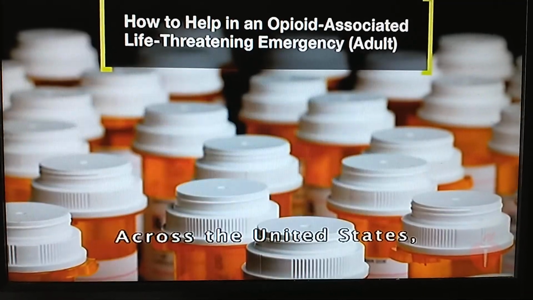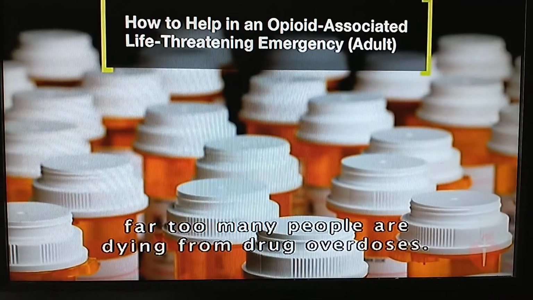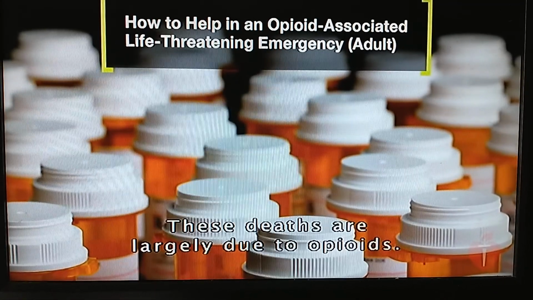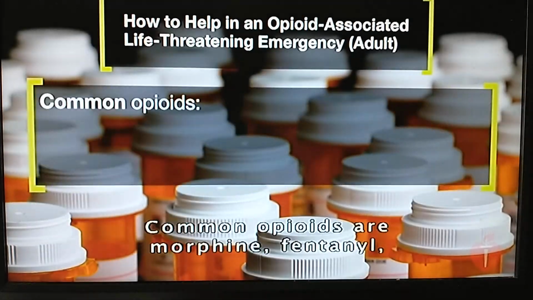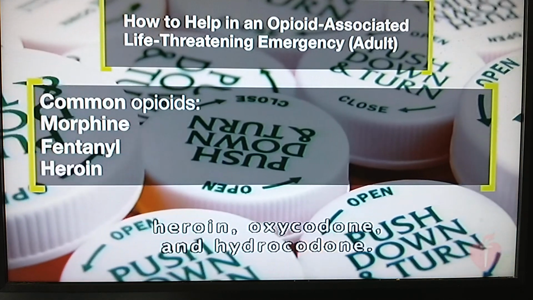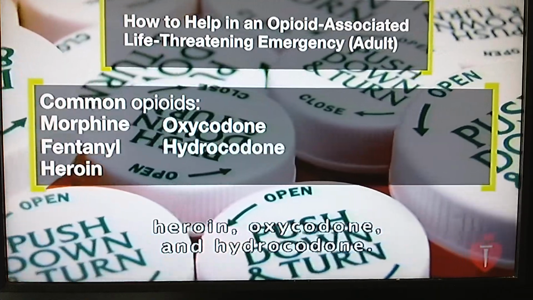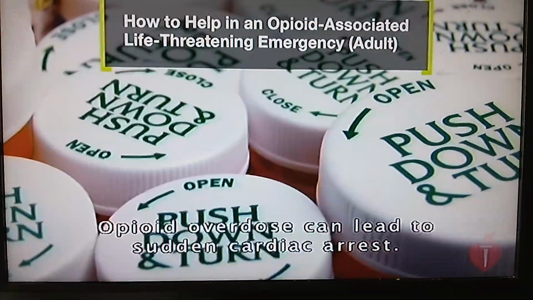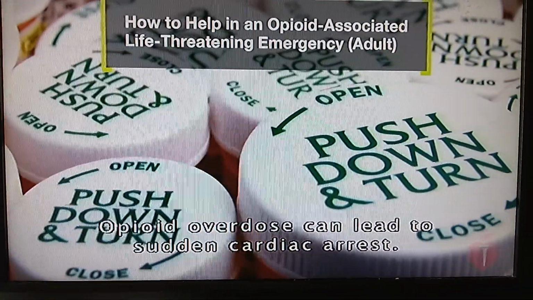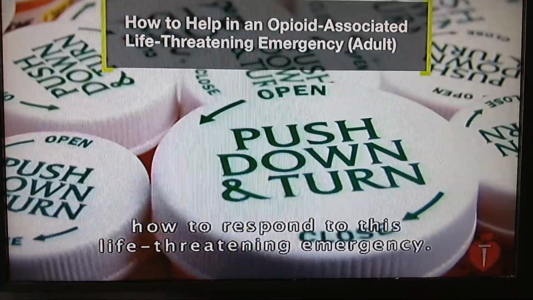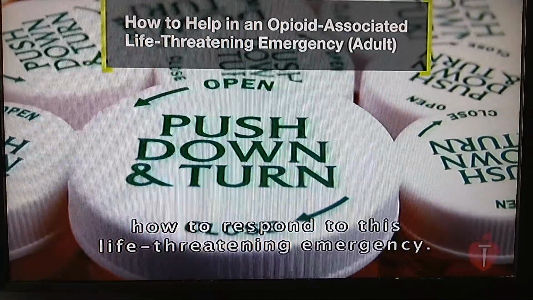Across the United States, far too many people are dying from drug overdoses. These deaths are largely due to opioids. Common opioids are morphine, fentanyl, heroin, oxycodone, and hydrocodone. Opioid overdose can lead to sudden cardiac arrest. That's why it's important for you to know how to respond to this life-threatening emergency.